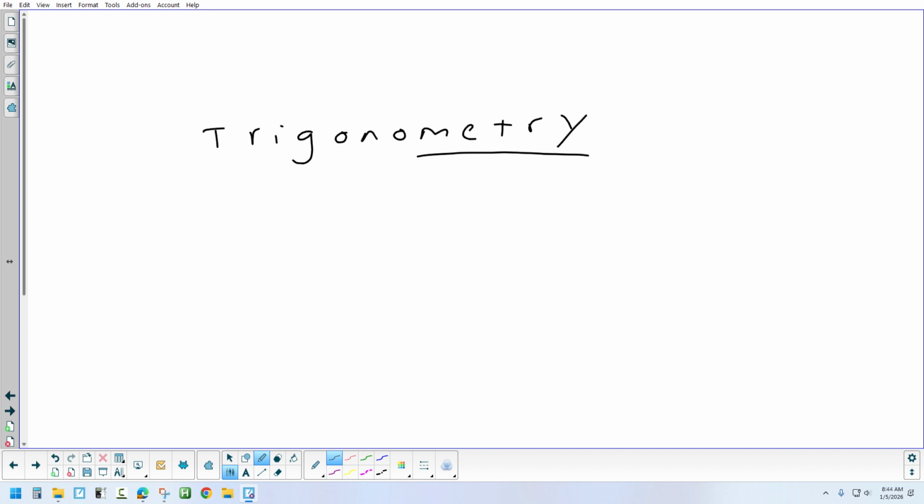And does anybody know what metry means? Or does it kind of look like another word, at least the first part of it? Meter, all right. And what's a meter? Like a measure of distance. Measure of distance, yeah. So metry means measurement. So geometry, geo means earth, so measurement of earth. Trigonometry, well, we've got to figure out what the first part means, but metry is something with measurement.